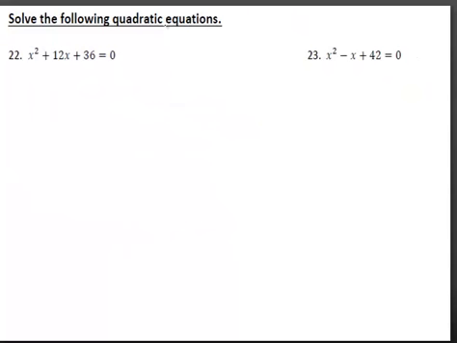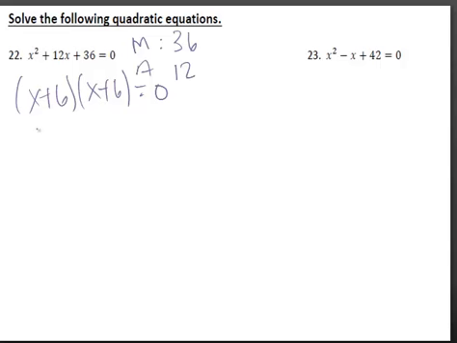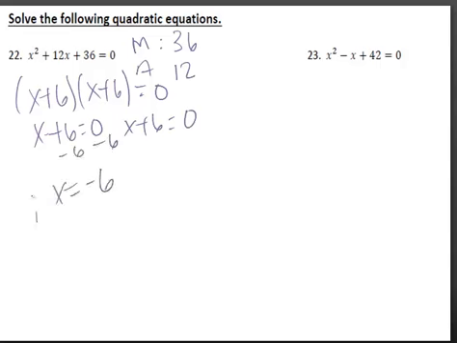Then, last two problems, stay with me. So in this case, we're solving quadratics. So we're doing your m and your a. So m is 36, a is 12. So I get x plus 6 equals 0. So when I set them both equal to 0, it doesn't really matter that I do it twice because it's the same problem, so I would subtract 6. So x is equal to negative 6.